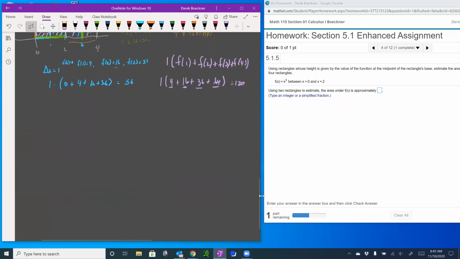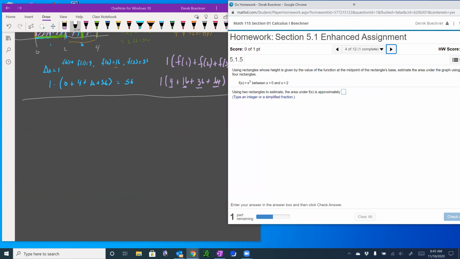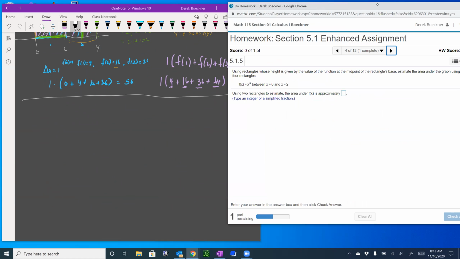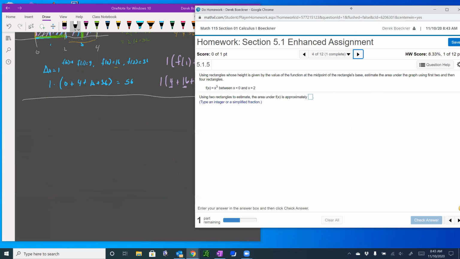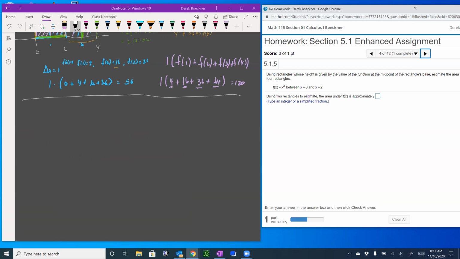Okay, let's do this one because this is another way we can do stuff. So let's read the question first. Using rectangles whose height is given by the value of the function at the midpoint of the rectangle's base, estimate the area of the graph using the first 2 and then 4 rectangles for x cubed between 0 and 2. Okay, so this is a midpoint estimation.